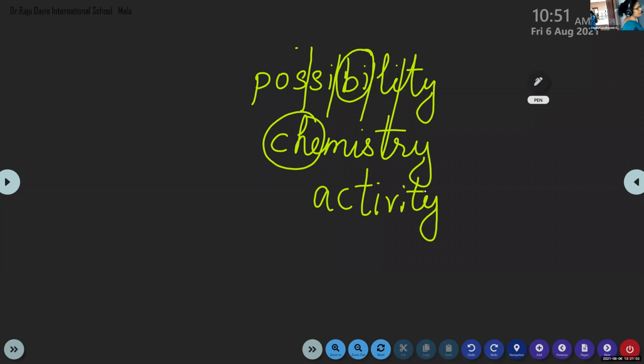Activity. So which is the third one? 1, 2, 3. Activity, right? It's not activity. Normally we say activity. The third last syllable is stressed. So that is the rule about the words ending with letter Y.